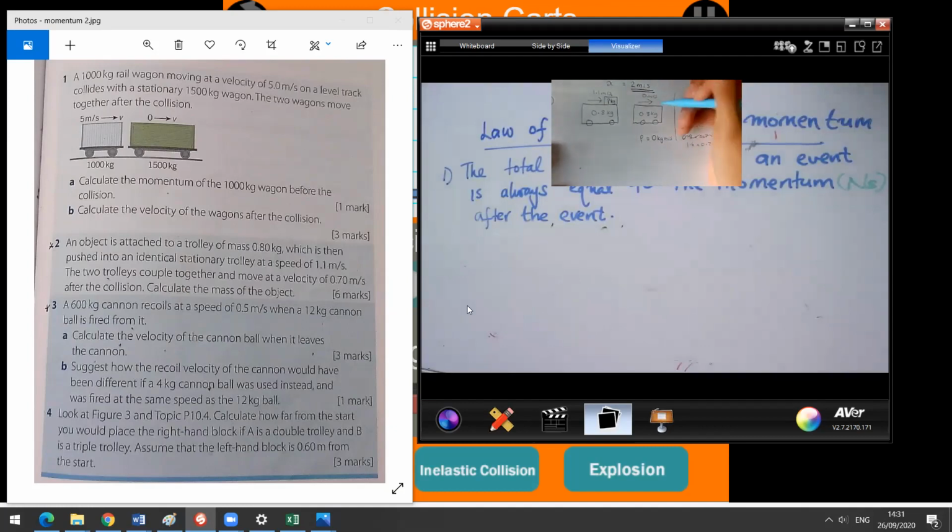Now, I think it's only on one trolley, by the way, Jay. The mass is only on one trolley, I think, according to the question. It just says that an object is attached to a trolley. So it's just one trolley. So we've worked out now the momentum if that mass wasn't on. No, actually, no, we haven't.